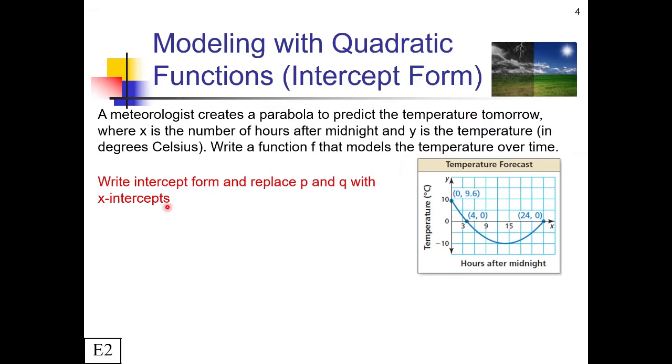So our formula for intercept form, that's going to be y equals a times (x minus p)(x minus q). P and q are just the x-intercepts from the graph.